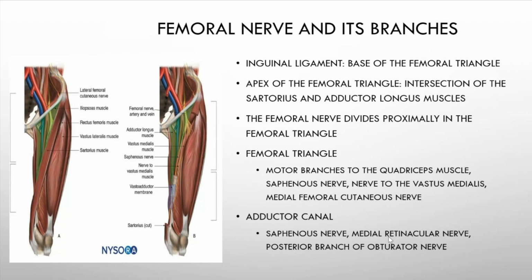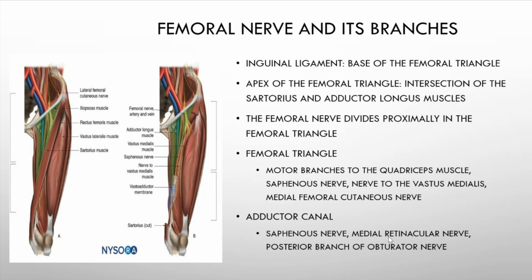Then the apex of the femoral triangle, which is where the sartorius intersects with the adductor longus, marks the end of the femoral triangle, which is also the beginning of the adductor canal. A lot of authors have written that the nerves inside the adductor canal are mainly the saphenous nerve, the medial retinacular nerve, and the posterior branch of the obturator nerve. Some cadaveric studies have shown that the nerve to vastus medialis can be in the canal, while some said outside the canal.